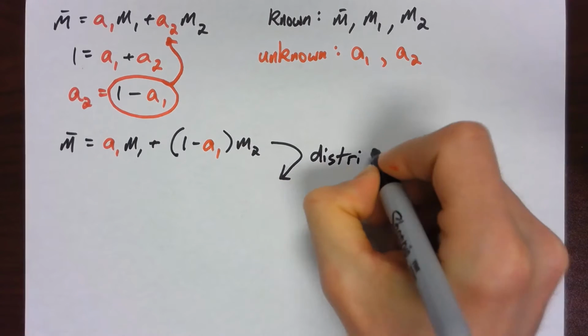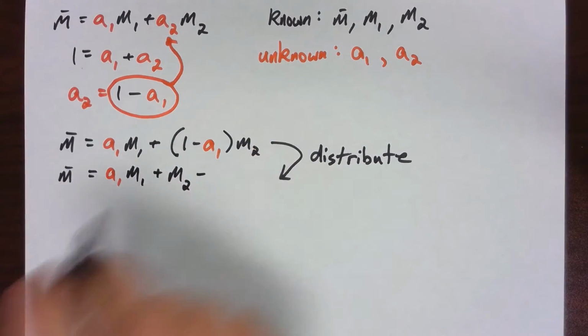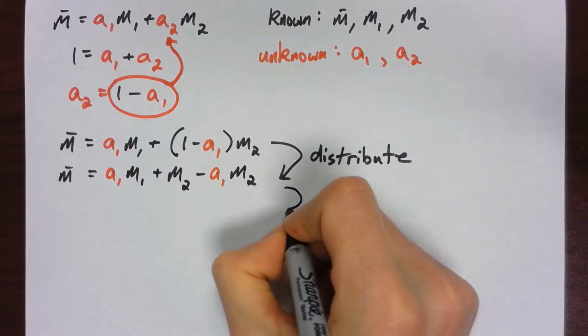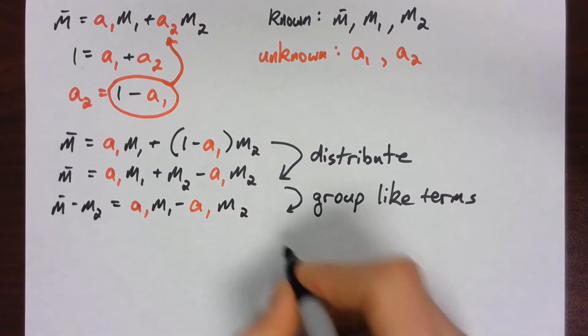The first step in this is to distribute. Once we've distributed M2 into the parentheses, then we need to group like terms. And in this case, our like terms are those terms that contain A1 and then all other terms. So the M2, which does not contain an A1, is subtracted from both sides, and we're left with the A1 terms on the right side.